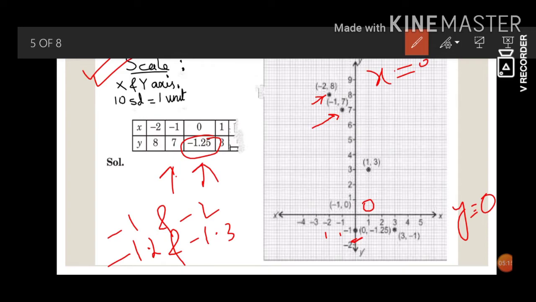And the last point that we have to show is 1, 3. 1, 3 will lie in the first quadrant, as both the signs are plus and plus.